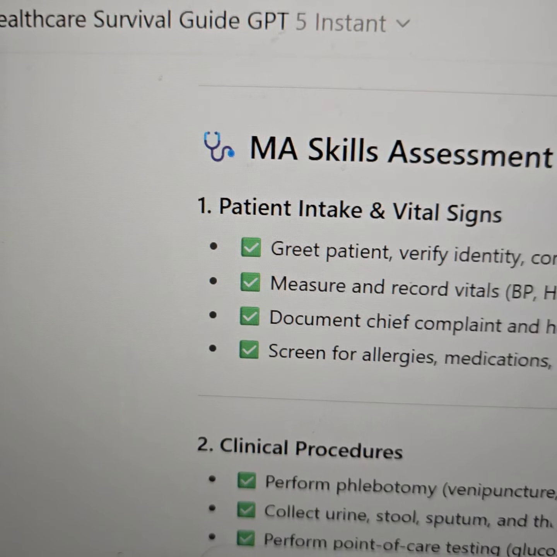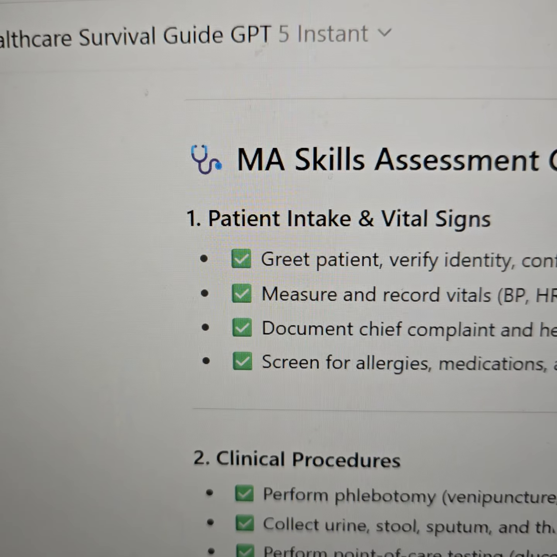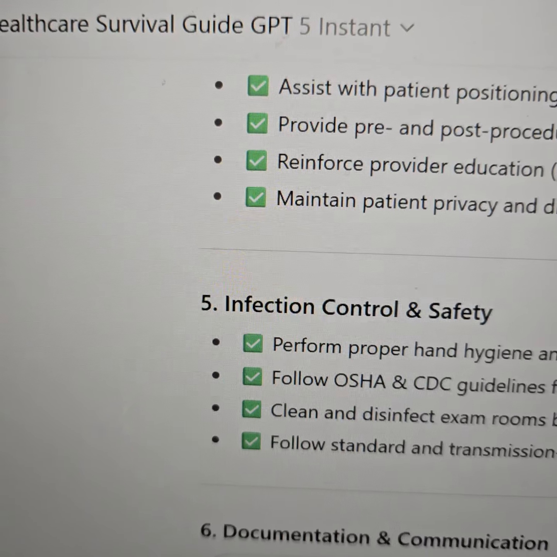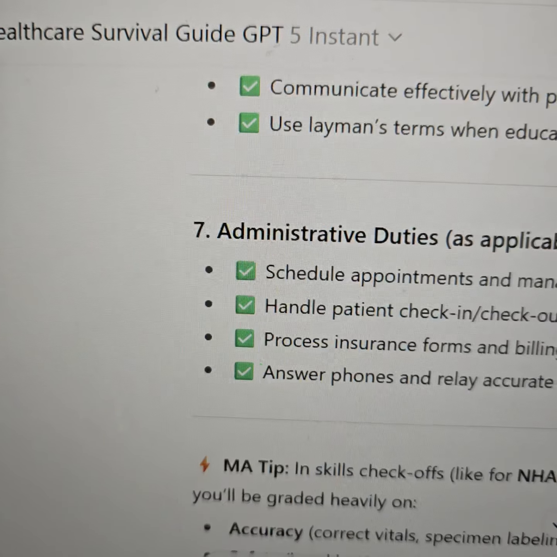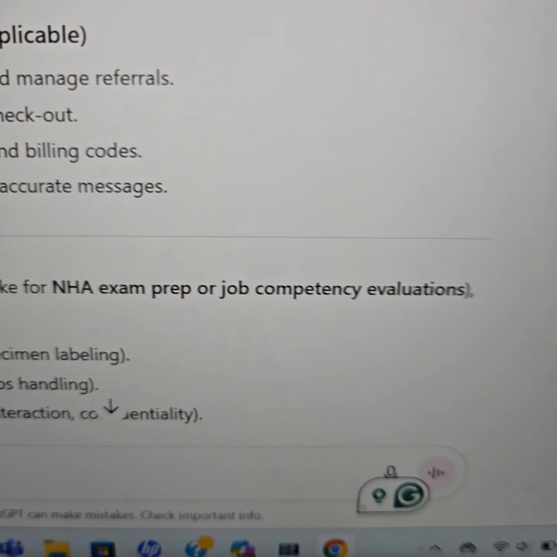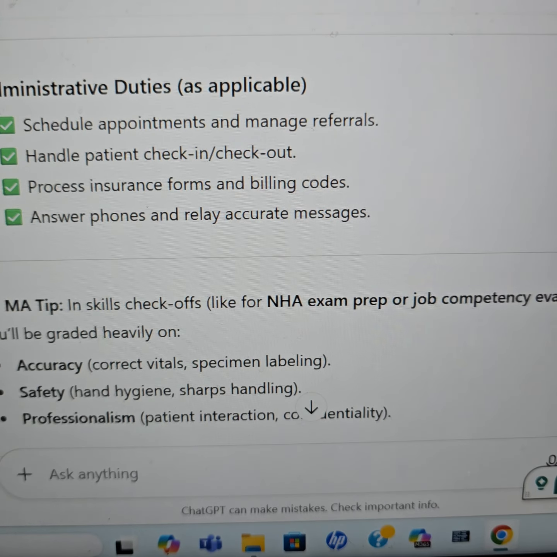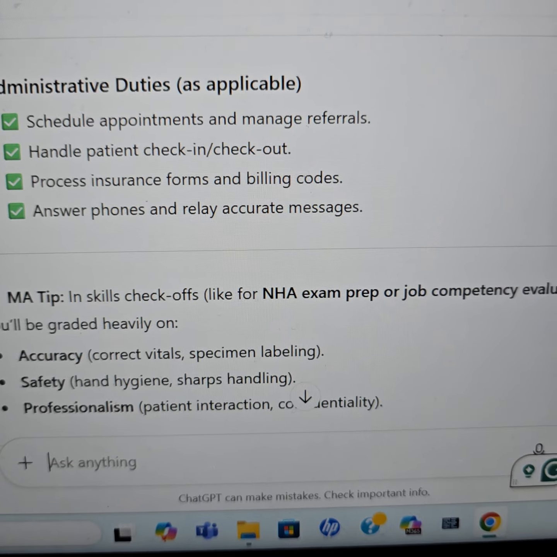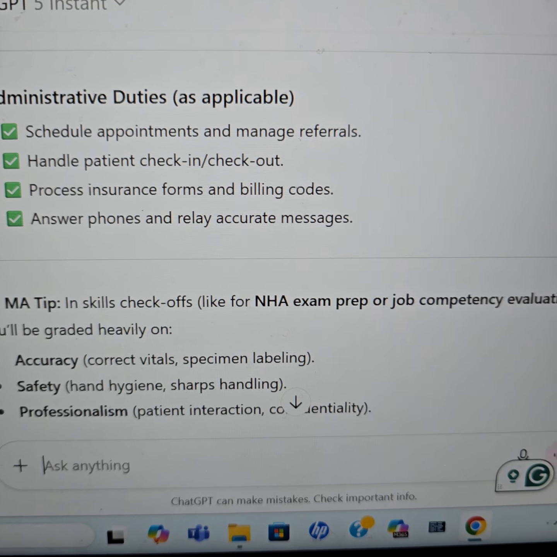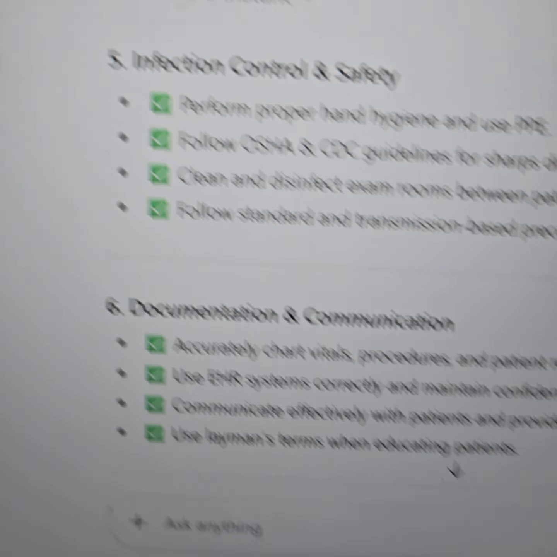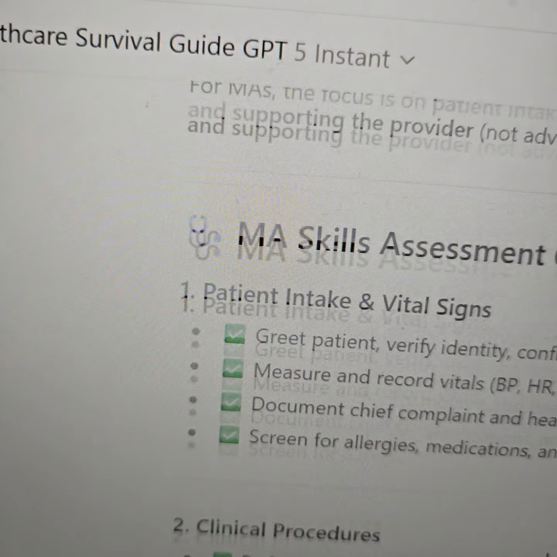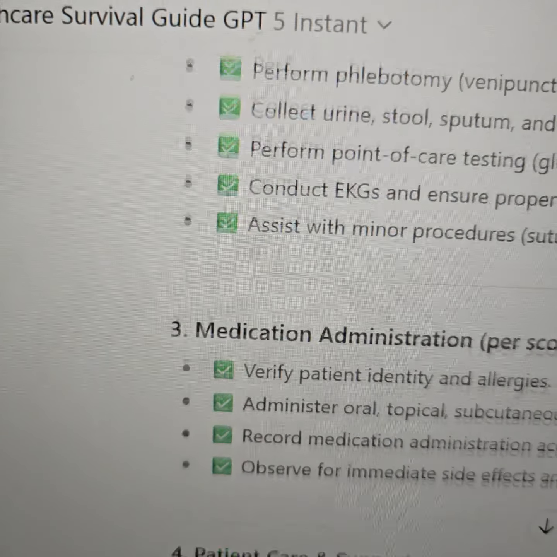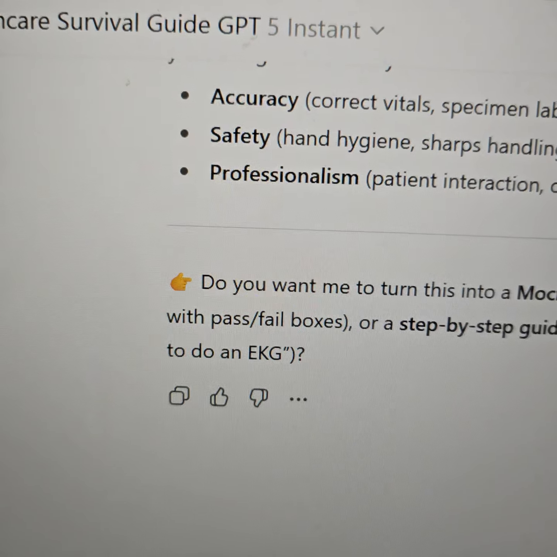Now, again, it's going to give you what an MA skills assessment is like: vitals, procedures, patient care, infection control, documentation, administrative. And see, it tells you the NHA. The NHA is what an MA takes to become a certified medical assistant. We need a license for that. And NCLEX is basically what a nurse and LPN will take to get their license. So it gives you step by step all of that.